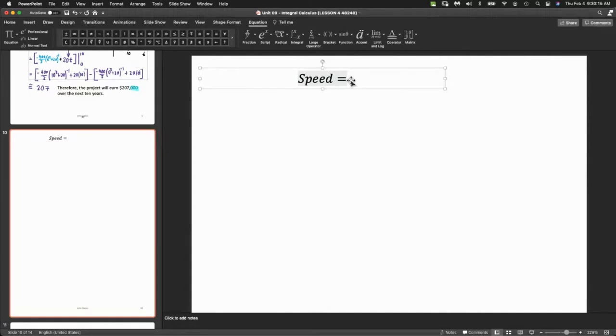Distance over time, kilometers per hour, yes. Speed is distance over time. Let me know in the chat. Everybody remember that? Yeah, also you can rewrite it like that, Graham. Yes. Does that make sense?